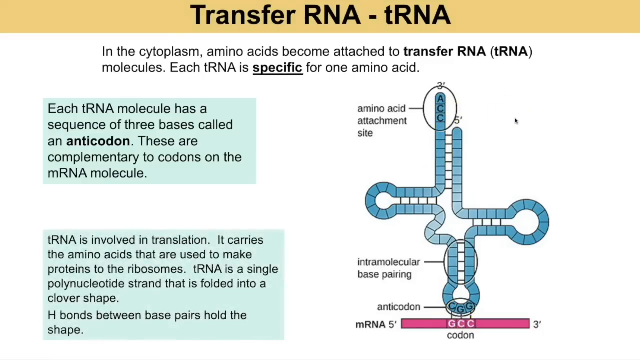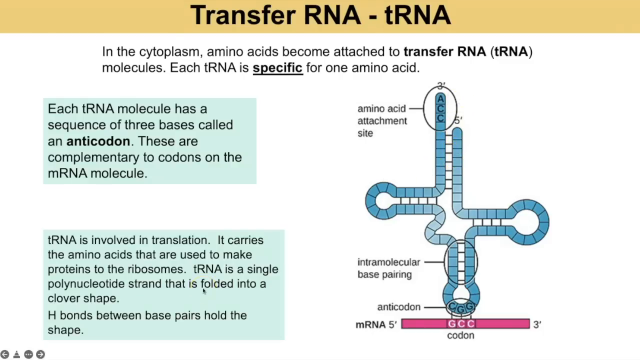So tRNA is involved in translation, the second stage of protein synthesis. A ribosome will be holding it in place to enable the joining of amino acids. It has this clover leaf shape, that's what we call this shape, and we can see here these lines are representing hydrogen bonds. So it's still single-stranded, it's just folded to create this shape, and that shape is held in place by hydrogen bonds.